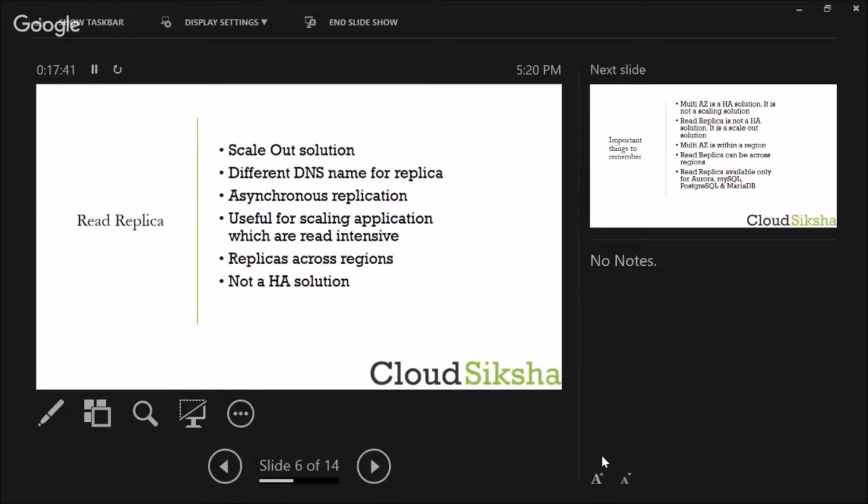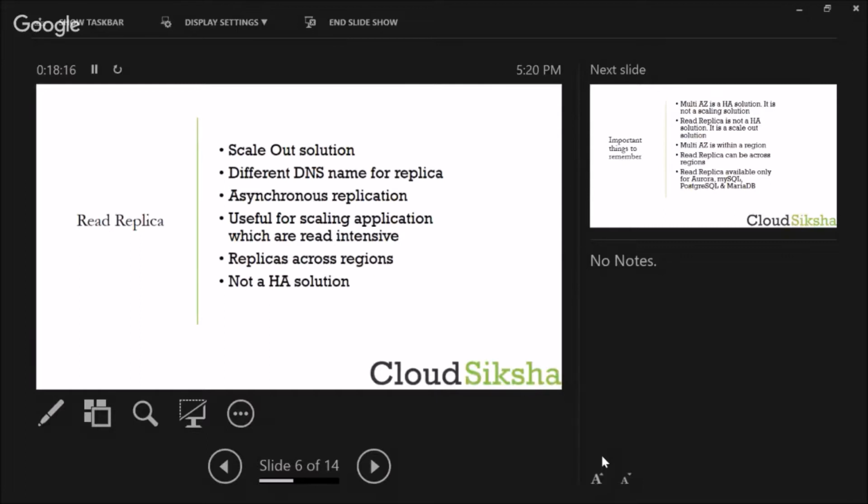The replicas can be done across regions, unlike the multi-availability zone deployment. They are done across regions. And we have to understand again that read replica is a scaling solution or a scale out solution. It is not a high availability solution, because there is no single DNS name here. Your DNS names are different. If one fails, you need to connect to other. The user will need to make changes to connect to that. And again, the secondary is only read only.